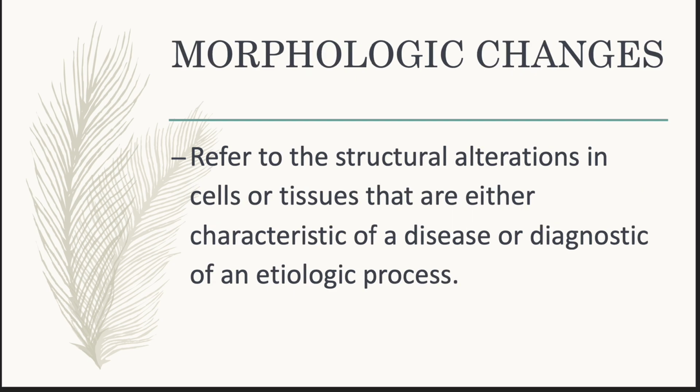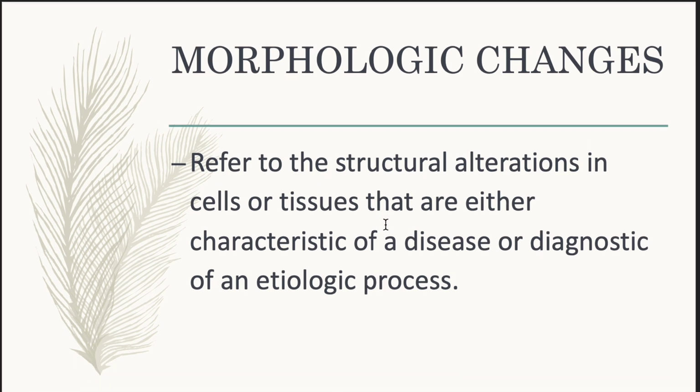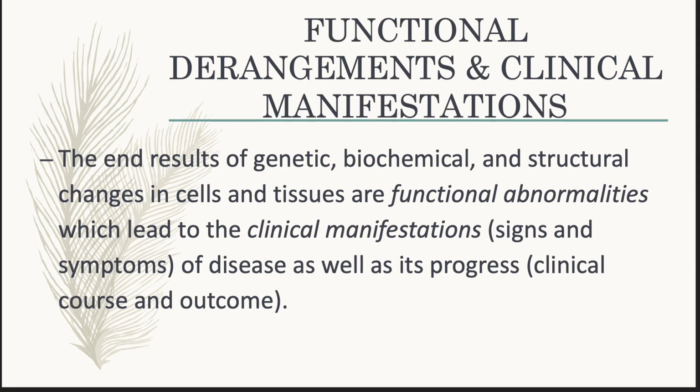Next is your morphologic changes. So, this is just the appearance, refers to the structural alterations in cells or tissues that are either characteristic of a disease or diagnostic of an etiologic process. Okay? So, cells or tissues have certain appearances when it is a certain disease, or it can be diagnostic of an etiologic process. For example, we can say that this is diagnostic of something. When we see this, we are sure that it is this disease.